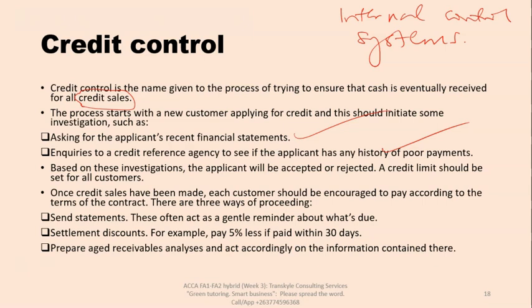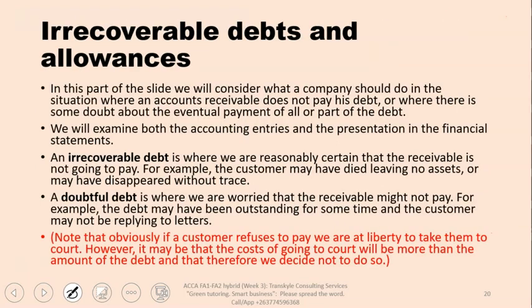Based on this investigation, the applicant will be accepted or rejected. A credit limit should be set for all customers. Once the credit sales have been made, each customer should be encouraged to pay according to the terms of the contract. There are three ways of proceeding. Send statements, which often act as gentle reminders about what's due. Offer a settlement discount, for example, pay 5% less if paid within 30 days. Prepare an aged receivables analysis and act accordingly on the information contained there. That's much of the reading. Now, irrecoverable debts and allowances.